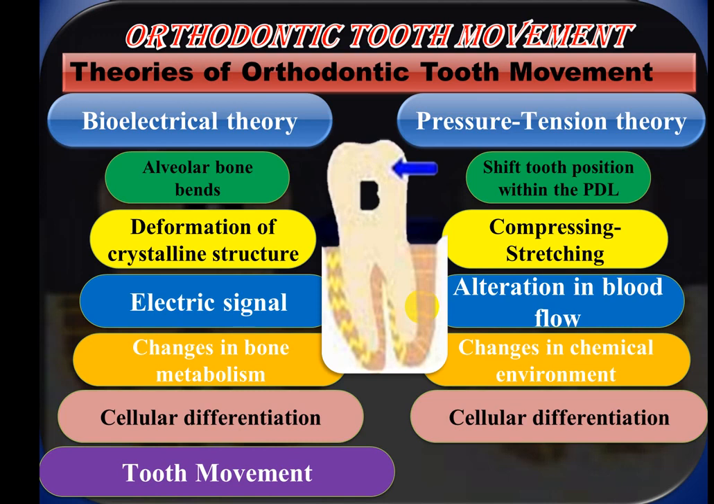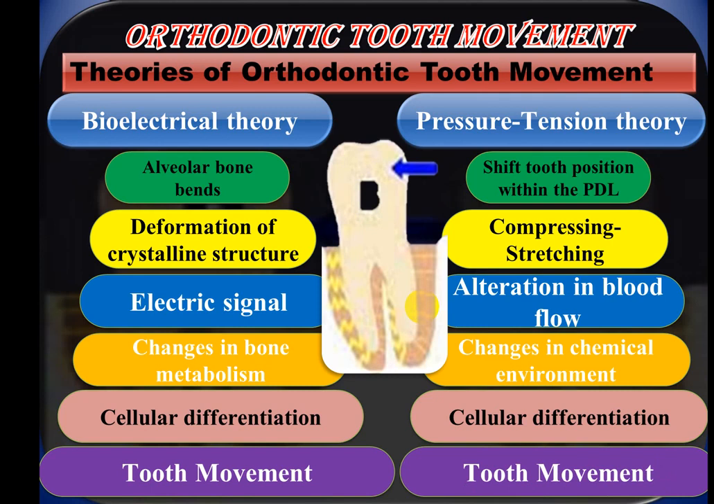inducing the bone remodeling. So after the action of osteoclast cells on the pressure side by bone removal and the action of osteoblast cells on the tension side by bone apposition, the bone remodeling will occur and end with a tooth movement. So these are the two theories of orthodontic tooth movement. I hope the difference between them is clear for you.